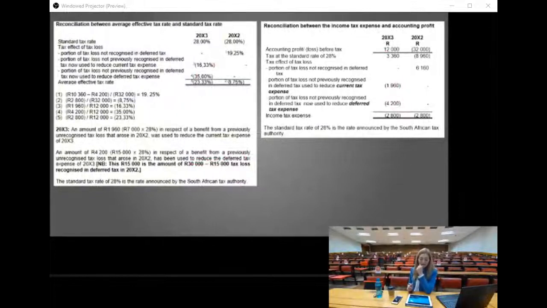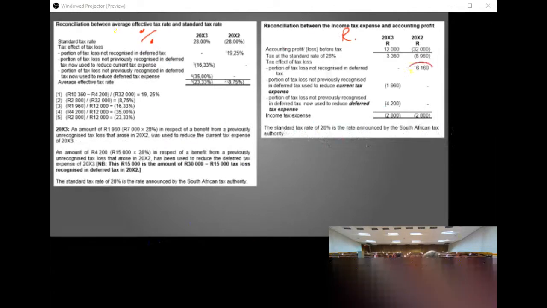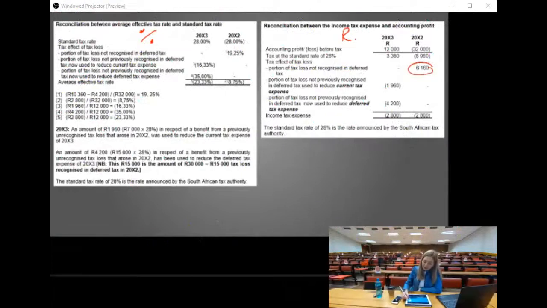Then I see there are some questions, but before I get there, I just quickly want to point something else out to you. We have spoken about this before, and I've had some consultations about it as well: the rand amount of the reconciliation versus the percentage amount. I just want to show you how that works. The only difference between the two is that with our percentage method, we always have to divide the amount over here by our accounting profit to get to our percentage.